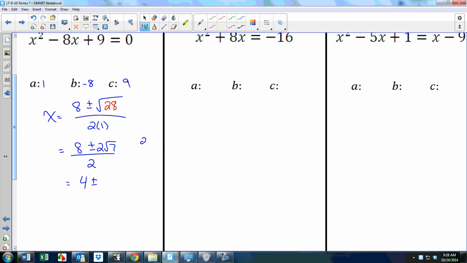And 2 square roots of 7 divided by 2 is kind of like 2x divided by 2. When you divide 2x by 2, you get x, right? When you divide 2 square roots of 7 by 2, you get square root of 7. Okay? Very similar. And now there's 2 answers. X equals 4 plus the square root of 7, and x equals 4 minus the square root of 7.